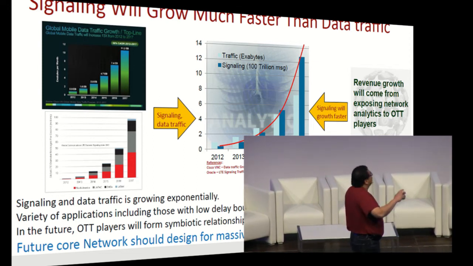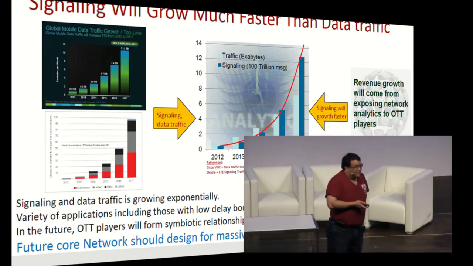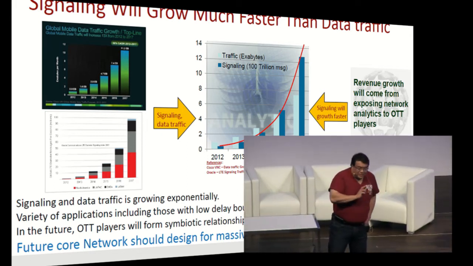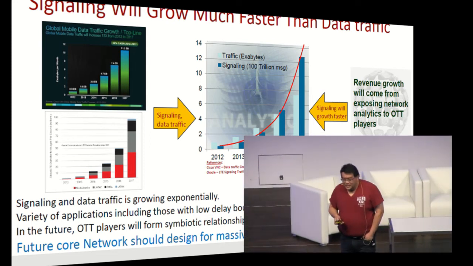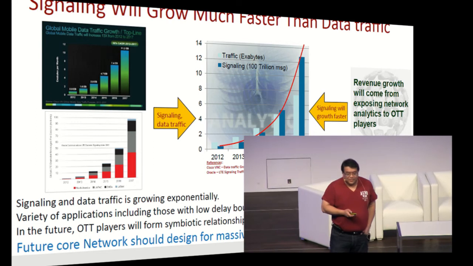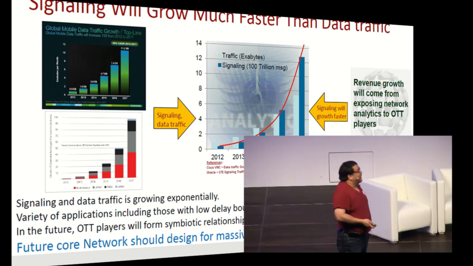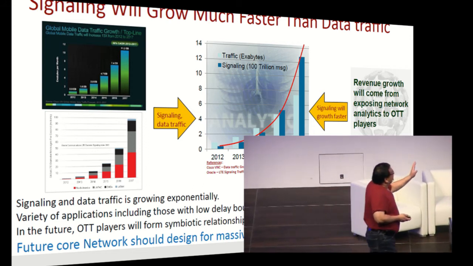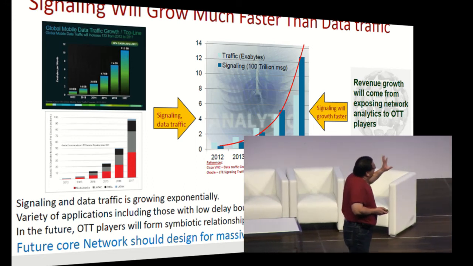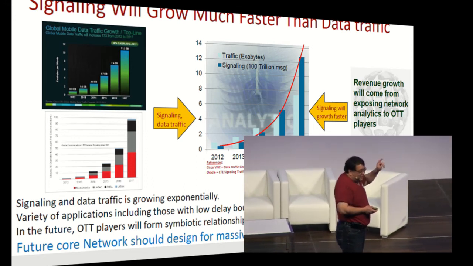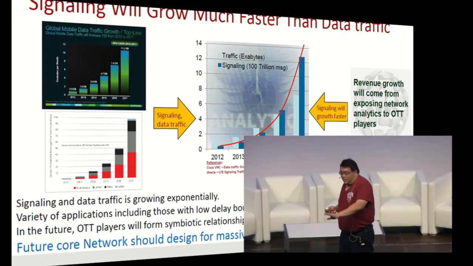Now, the other thing I want to say is signaling traffic when compared to data traffic. We saw a lot about data traffic growing exponentially, so I plot data traffic and signaling traffic together on the same curve. Admittedly, they're at different scales, so don't take those numbers to heart. But what you can see is that signaling traffic is growing much, much faster than data traffic. And that hasn't taken into account what's going to happen when we expose the network through network analytics to OTT players. So basically, under that scenario, signaling traffic is even going to grow much, much, much faster.